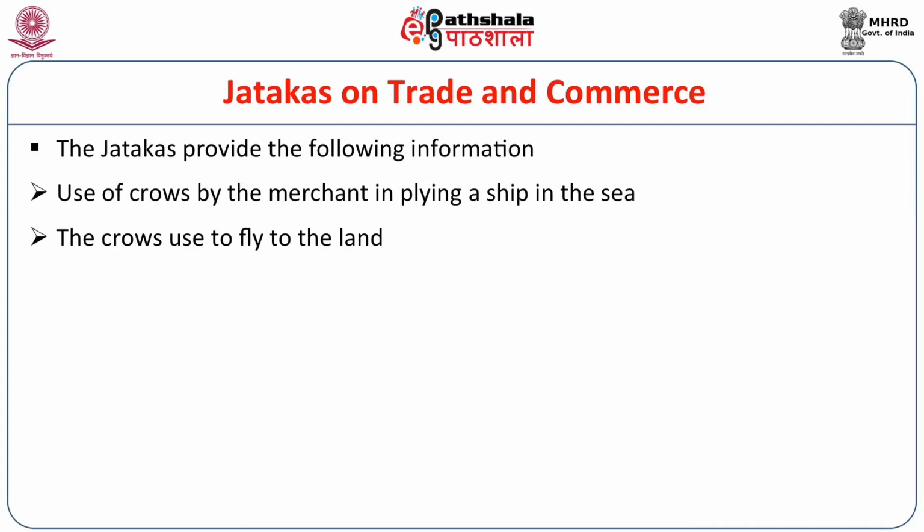Number one, use of crows by the merchant plying ships in the sea. We get that the crows used to fly to the land. The crows' habit is to go to the land according to their flying direction. The merchant in the ship in the sea determined the direction. That is, overseas trade was there. Navigator merchants used to ship in the sea in carrying out their business or trade.